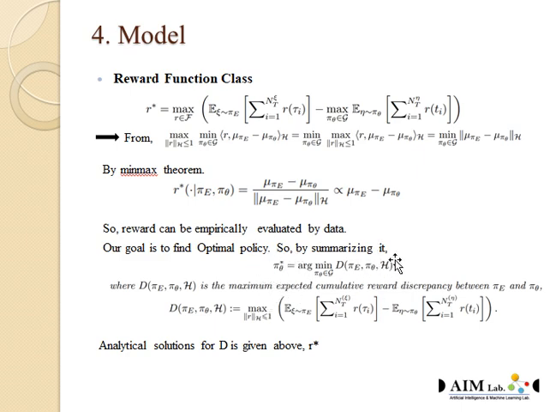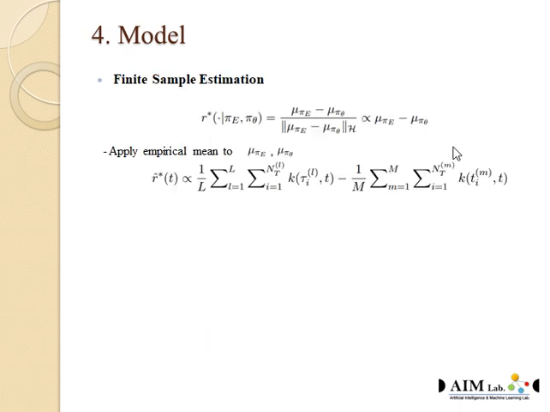We want to find this argument of D, and D is the maximum expected cumulative reward discrepancy between pi e and pi theta. So D is defined by this empirical term. The analytic solution for D is given in this form. It is the same R star, and to find this R star we will represent this form as this.